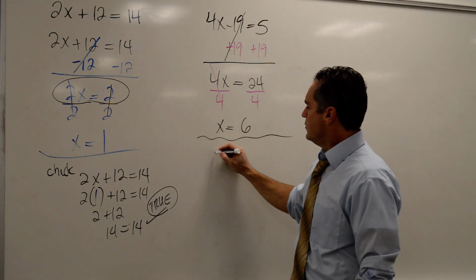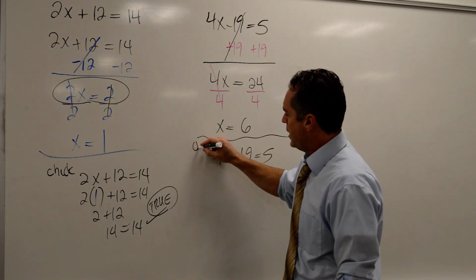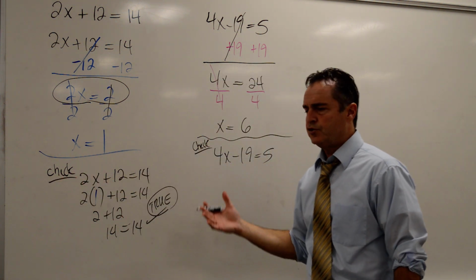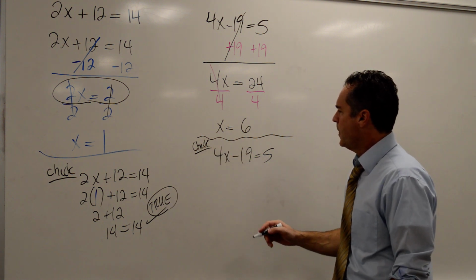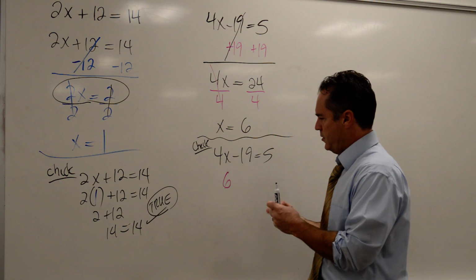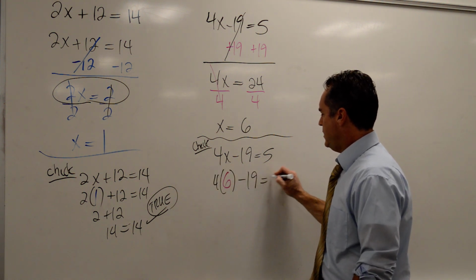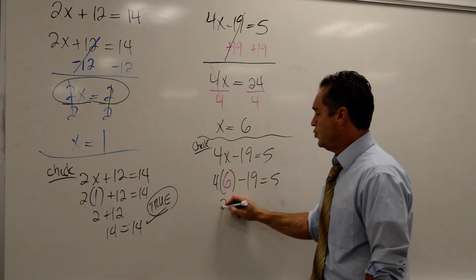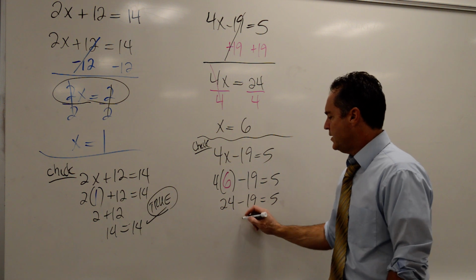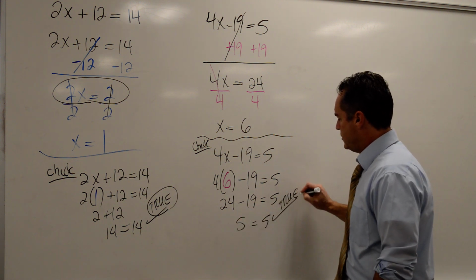Good job. So now we'll take the original problem, 4x minus 19 equals 5. This is our check. I would like you in your homework to label these. If you notice, I put a little check by these so we know what we're doing. Our answer was 6. So where there's an x, we'll put in a 6. So I have 4 times 6 minus 19 equals 5. 4 times 6 is 24. 24 minus 19 equals 5. 24 minus 19 is 5. 5 equals 5. Check. That is true.